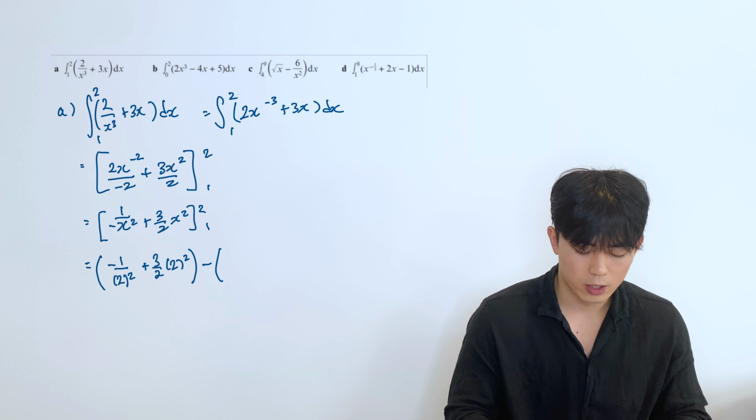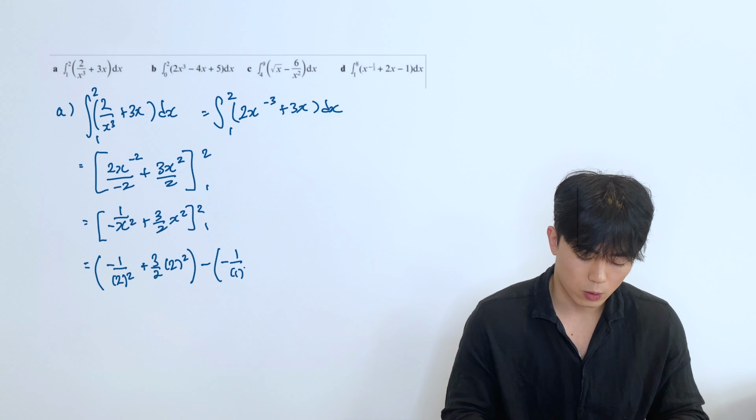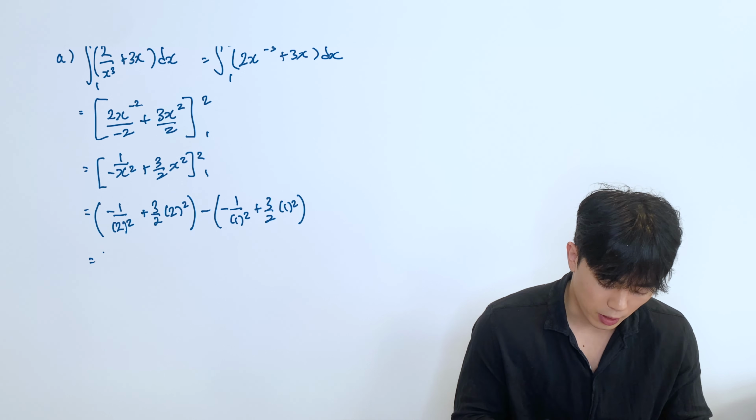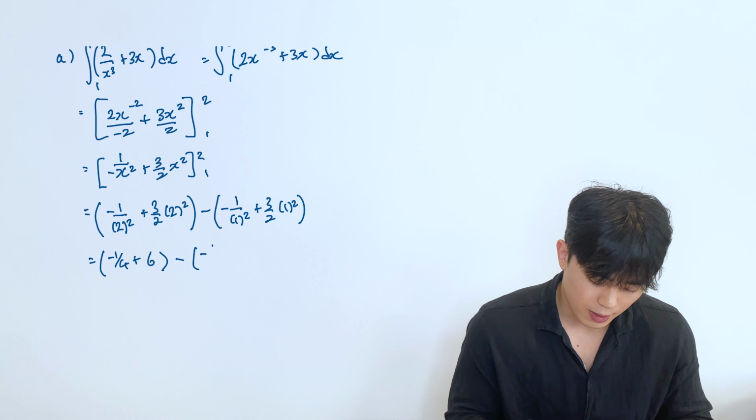And I'm just going to subtract, doing the same thing, but now I'm going to put in my lower limit. So in this case, 1. So minus 1 over 1 squared plus 3 over 2 times 1 squared. Now I can simplify or work out the values for this. This is going to be minus 1 over 4 plus 6, minus, in brackets, minus 1 plus 3 over 2. We're going to have 23 over 4 minus, this is a half. So make sure you keep it in brackets so you don't get confused with it. And then finally, this was going to be 21 over 4.